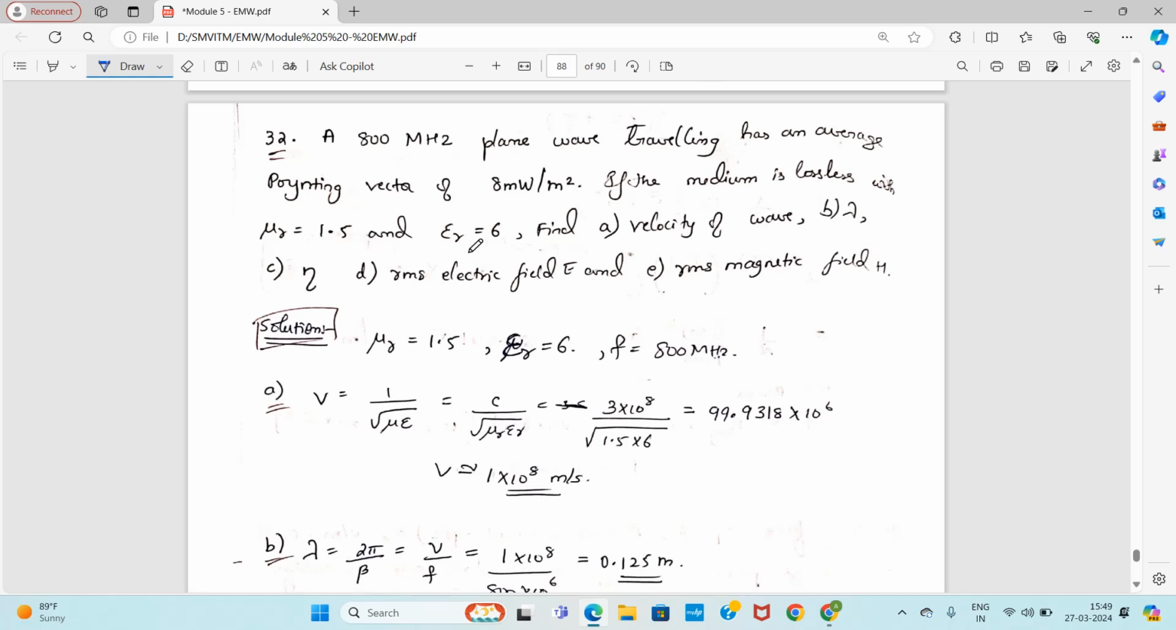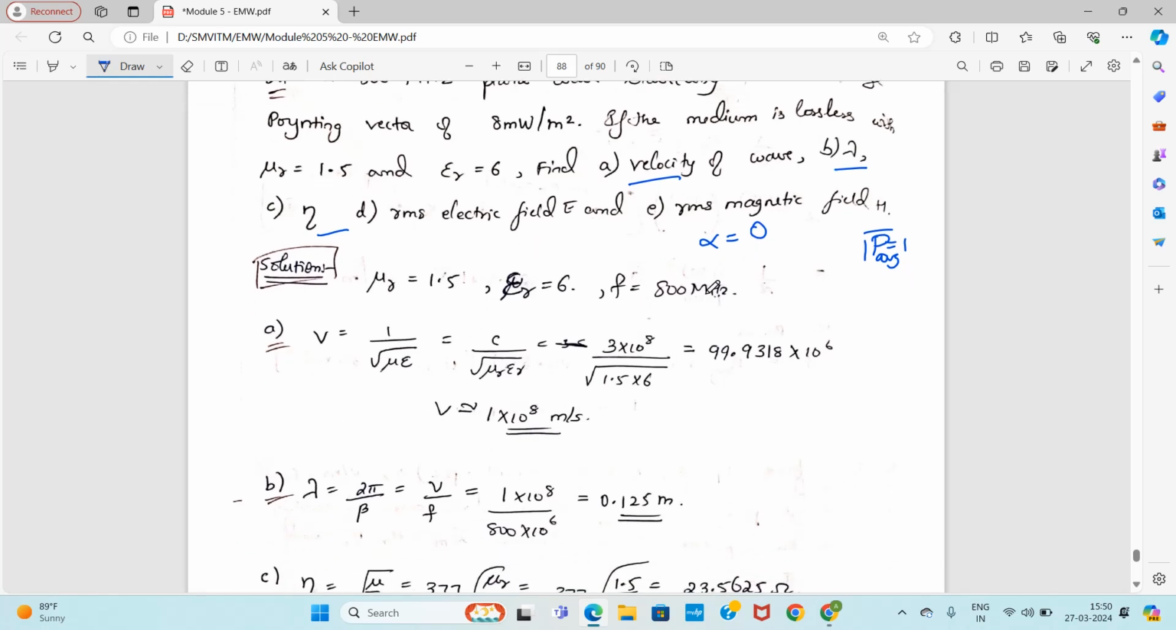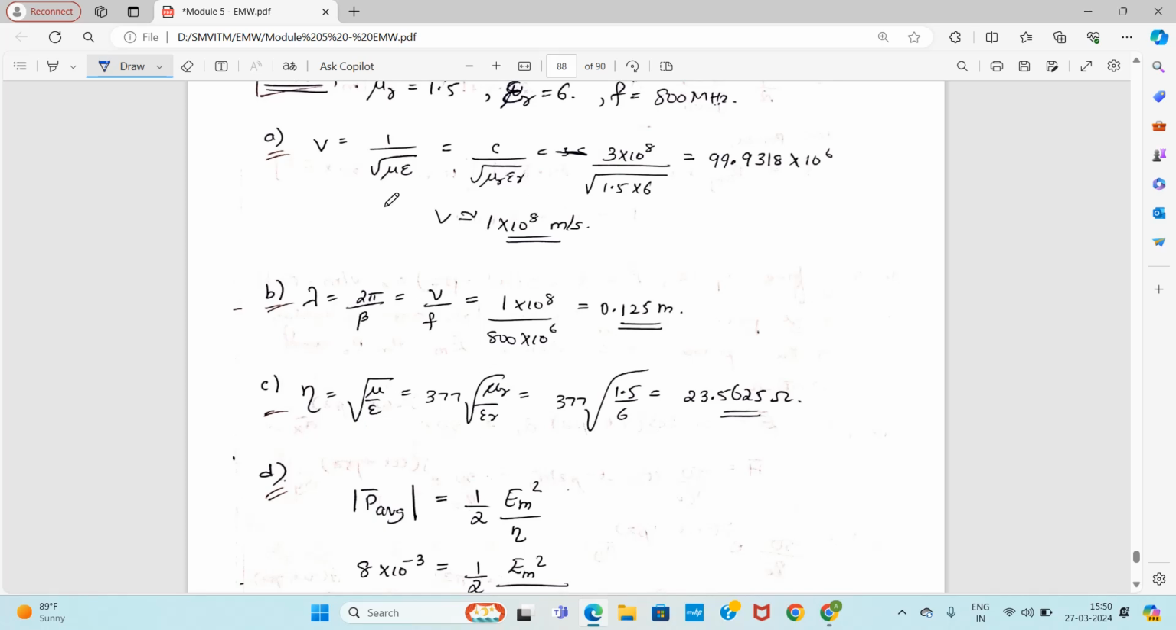An 800 megahertz plane wave traveling has an average Poynting vector. Average Poynting vector P is already given to you: 8 milliwatt per meter square. If the medium is lossless with mu r and epsilon r, it means it's a perfect dielectric with alpha 0. You have to find velocity, wavelength, intrinsic impedance. These three are calculated as usual with the previous problems of the perfect dielectric equations. Till here there is no change.